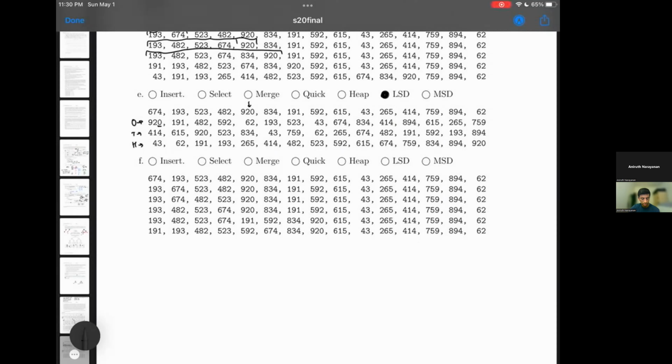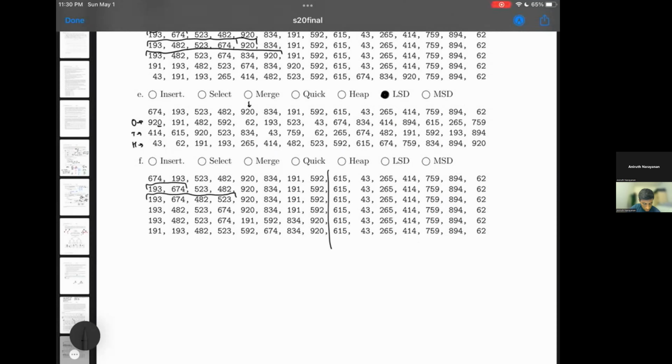Okay, now let's finally talk about F. F is a little tricky because if you notice on this whole section, nothing is being changed at all. And if you come over here and look at this left section, things are being changed, but in a somewhat interesting way, right? So maybe at first you're thinking it's insertion sort, right? So it's like 193, 674, 193, 674, 482, 523.